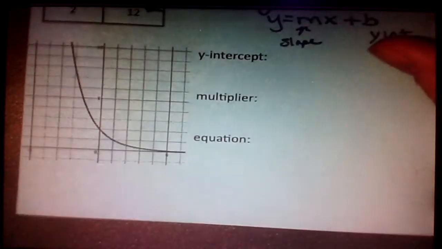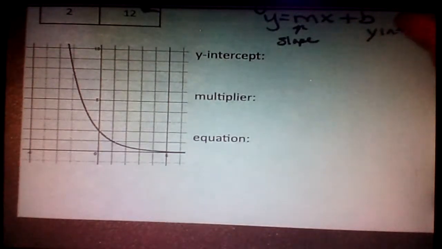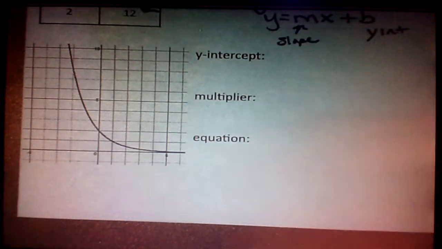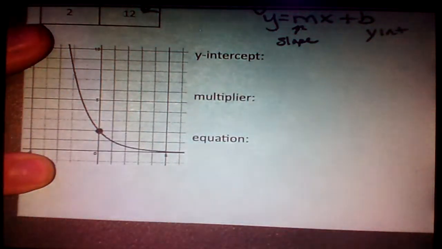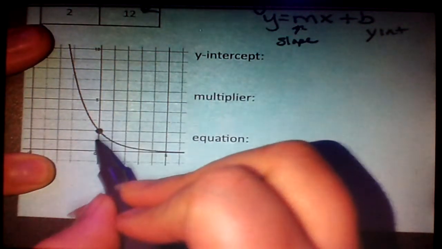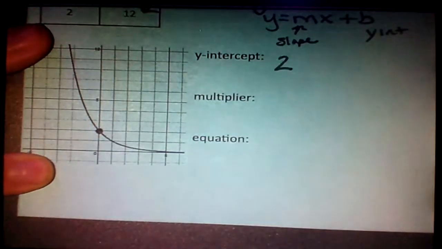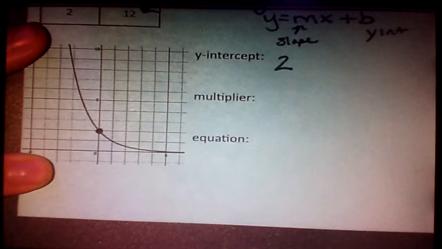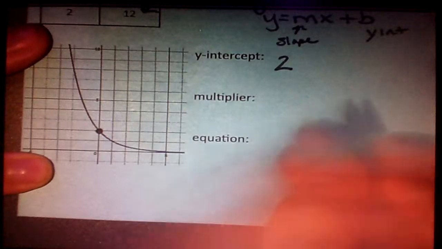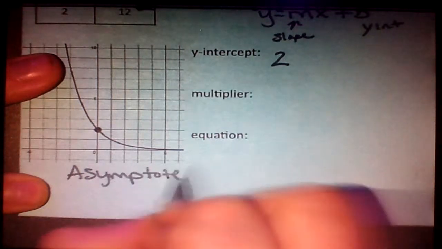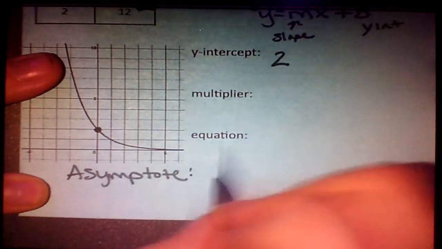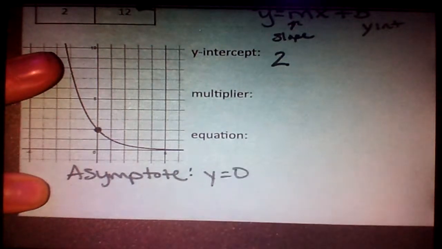Okay, yes, it is. So yes, this one is decay. What is my y-intercept in this picture? 2. It's where it crosses your y-axis. This is 0, so 1, 2. Okay, good. So Xavier said my asymptote is 0, right? It's y equals 0.